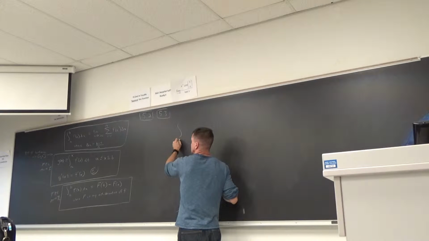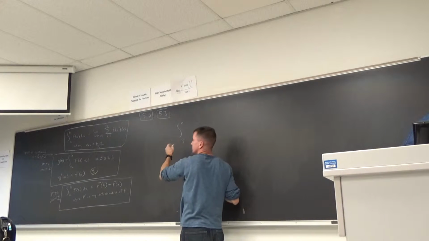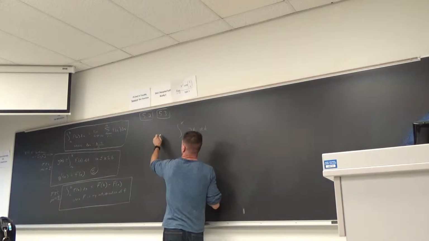I'll make it a different constant. How about 3 this time? This was an x, this was a 3. The integral of 2t dt, and let's try this again.